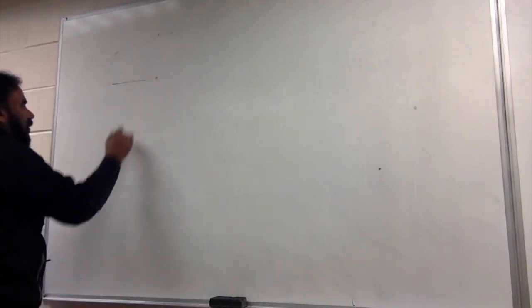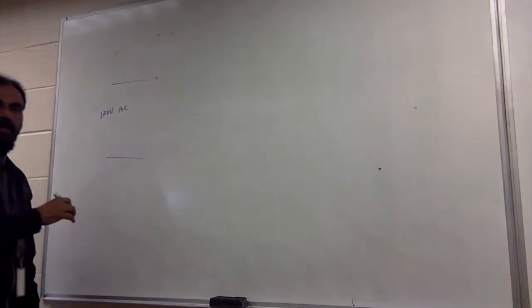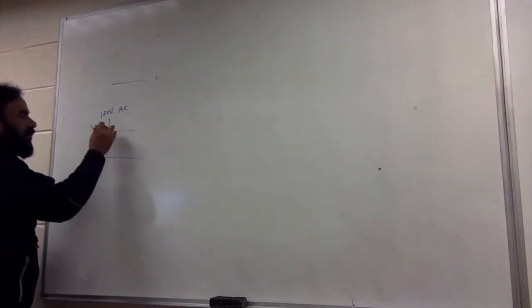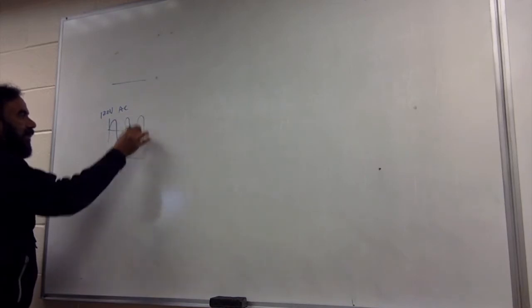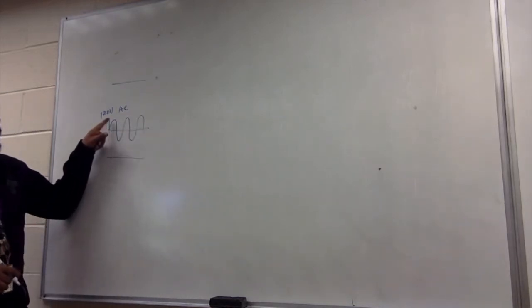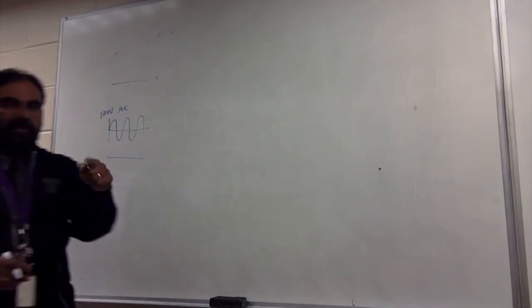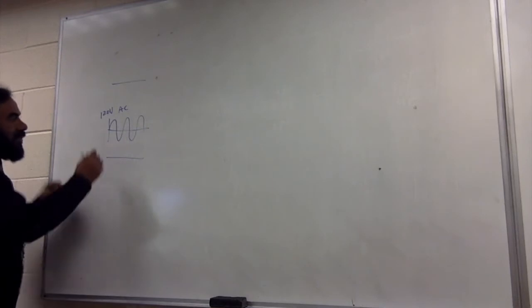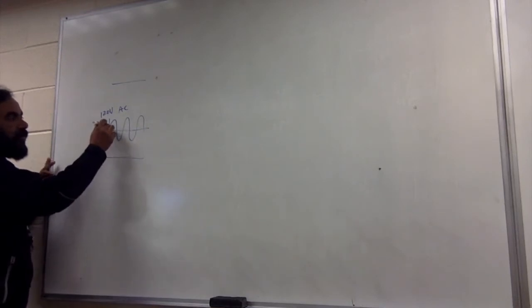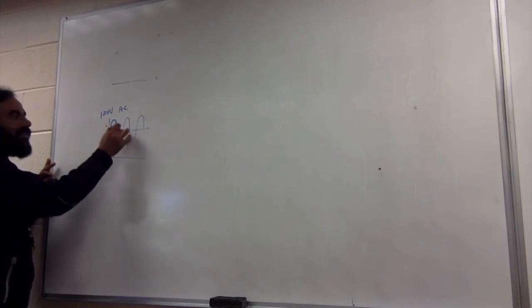So this is 120 volts AC. What do you mean by AC? The voltage is going to be alternating. That's why it's called alternating current. The voltage is not the same. So you've got two pins over there, right? One pin will be more positive, and then the other pin will become positive, and then the first pin will become positive again.